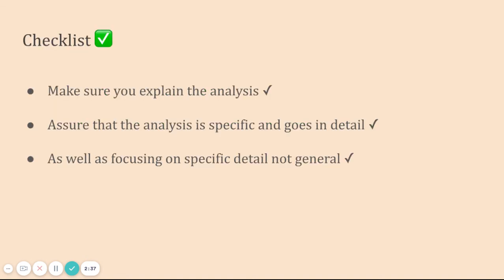This is a checklist to help keep things at the top of your mind when writing your level 1 analysis. First, make sure you explain the analysis. Then, you must assure that the analysis is specific and goes in detail. Lastly, focus on specific detail. Never be general in your writing.